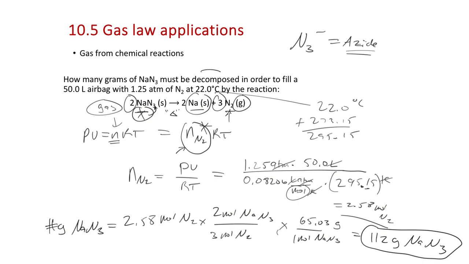Let's convert that to moles real quick. So that's divided by 65.03. So that's 1.72 moles of our reactant. And then for every 2 moles of that decomposes, we get 3 moles of N2, 2.58 moles. And so then we're just thinking, well, what would the pressure, volume, temperature of that quantity be? 50 liters, 1.25 atm. Okay, so 112 grams of the reactant required to decompose. So this is how we can relate a chemical reaction taking place to give us the gas that's being formed in order to actually fill something like an airbag.